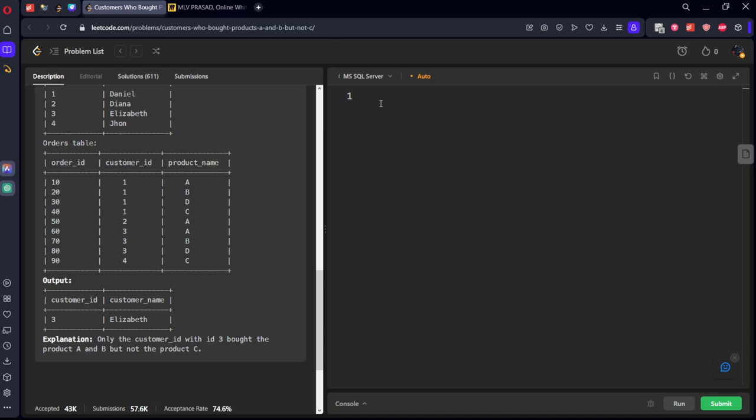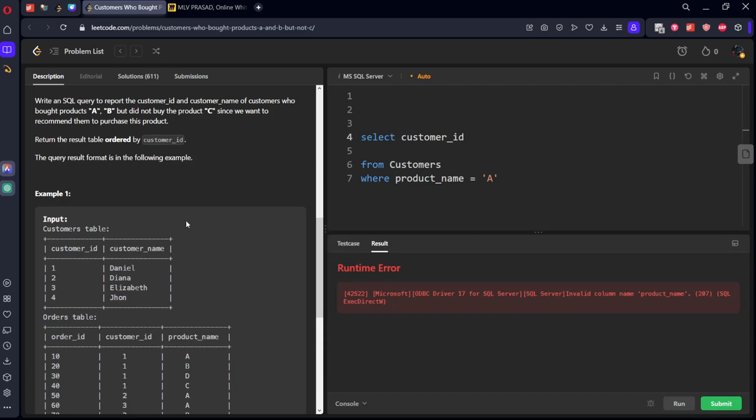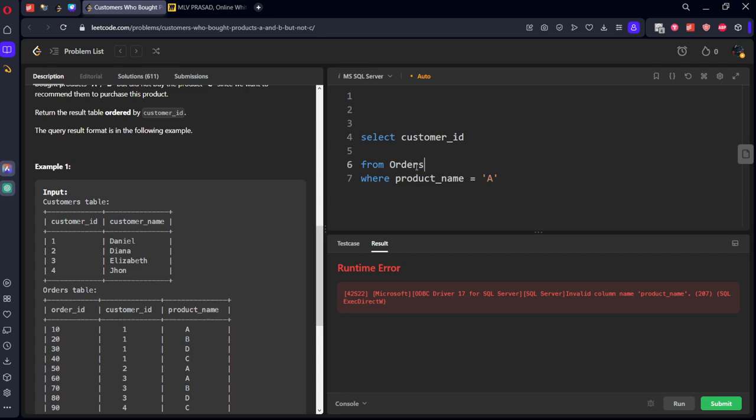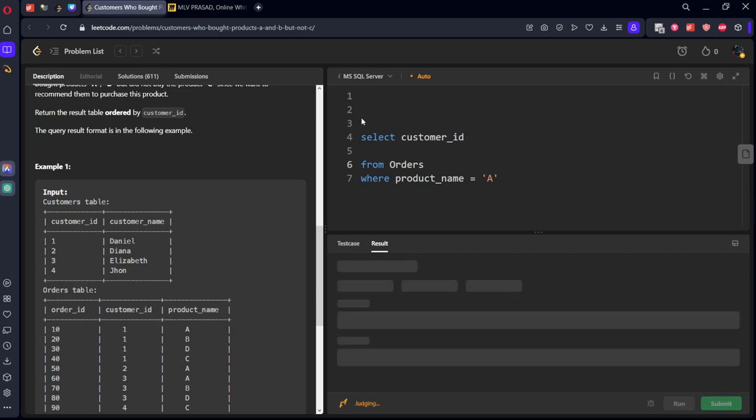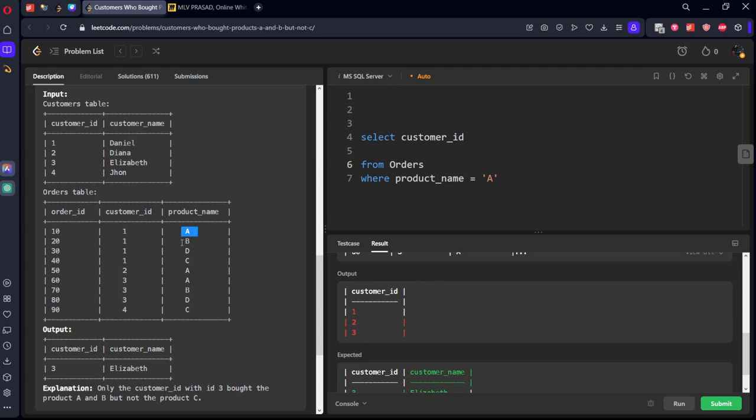Let's take the query approach. From the customers table, where product name equal to A, let's select all the customers. Okay, it should be the orders table. My bad. Okay, we got the customers who bought from product A: 1, 2, 3. Okay, let's call it CT1.